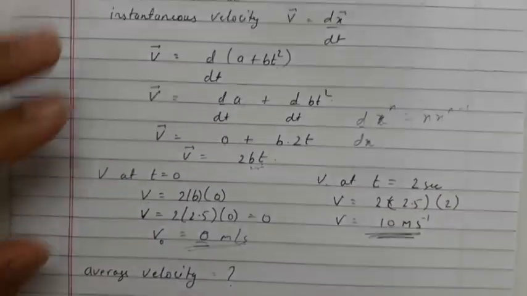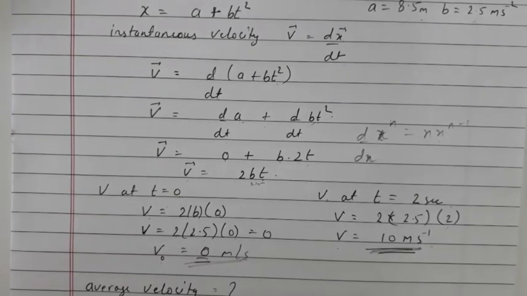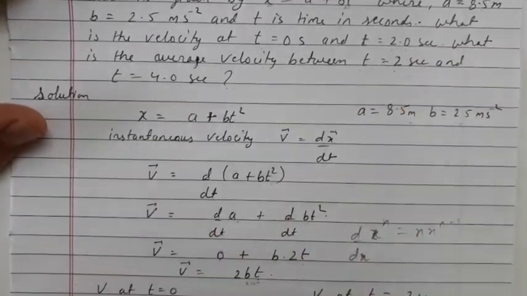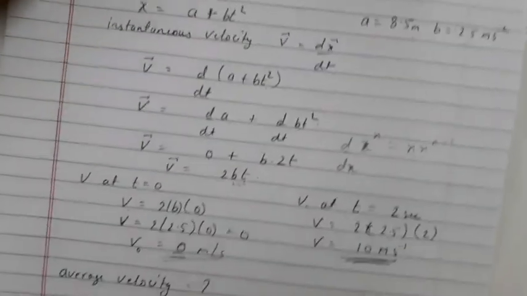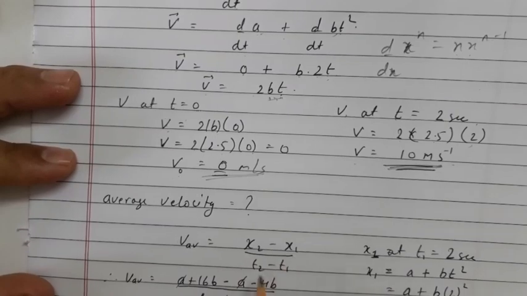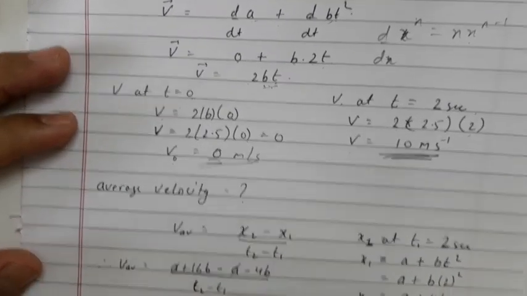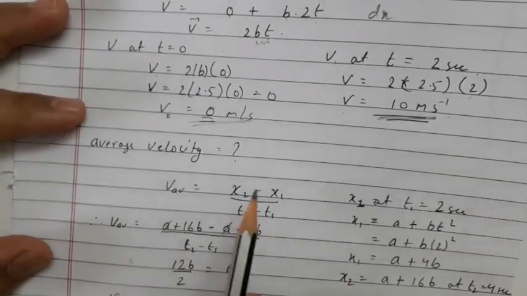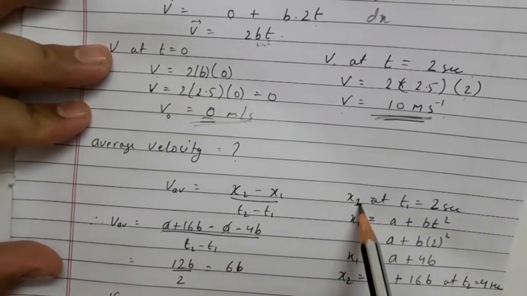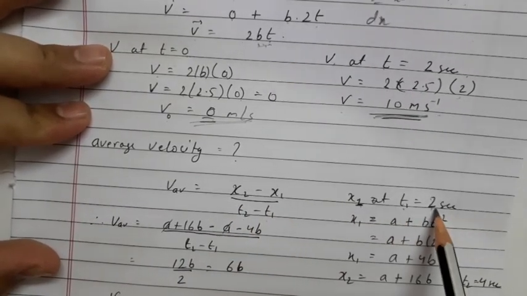Now the second part: we need to find the average velocity between t is equal to 2 second and t is equal to 4 second. For average velocity, the formula is x2 minus x1 upon t2 minus t1. This is the formula which we have studied. Now we will find the values of x2 and x1. So x1 is at t is equal to 2 second.